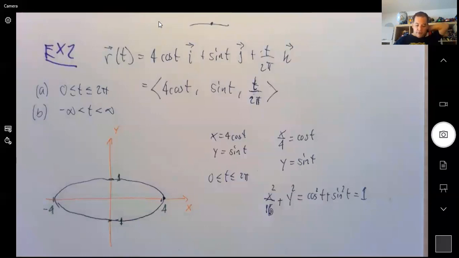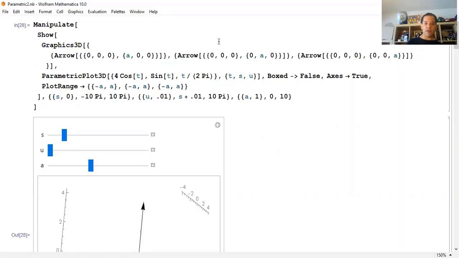Okay, so let me show you on my computer, on Mathematica. I just put the function that we wanted to do. You can see it right here.